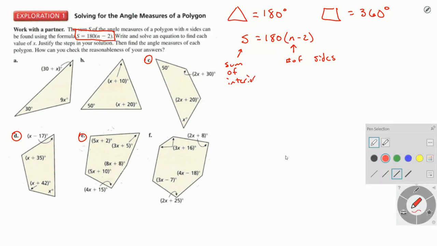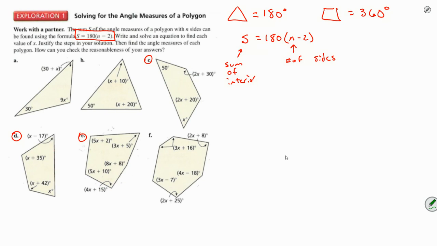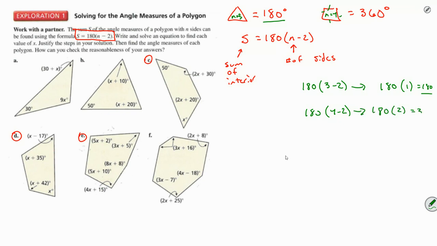So the way this plays out is, say we're going with a triangle, and there are n equals 3 sides here. If we put 3 in here, 180 times 3 minus 2, simplify it to 180 times 1 equals 180. You'll see that the formula provides that. Trying it here, we'll say n equals 4 sides, 1, 2, 3, 4. So if we go 180, 4 minus 2, 180 times 2 equals 360, which is already with our common knowledge.